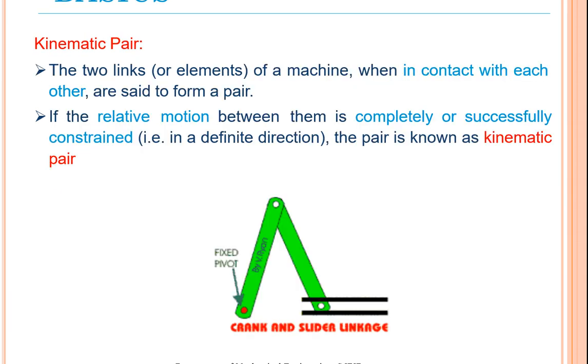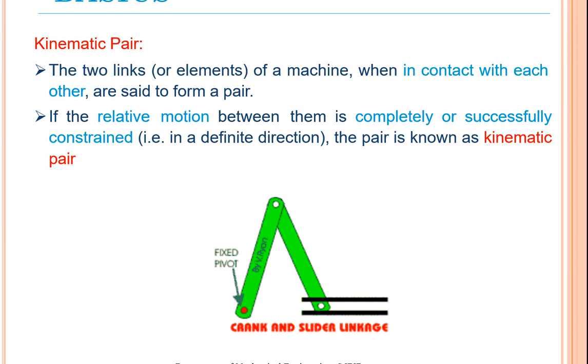So further, if we take the kinematic pair, the best example is the crank and slider linkage. Two links of a machine when in contact with each other are said to form a pair. To define a pair, there will be two link elements connected with a joint, then it will have a pair. If the relative motion between them is completely or successfully constrained, then it is known as a kinematic pair.